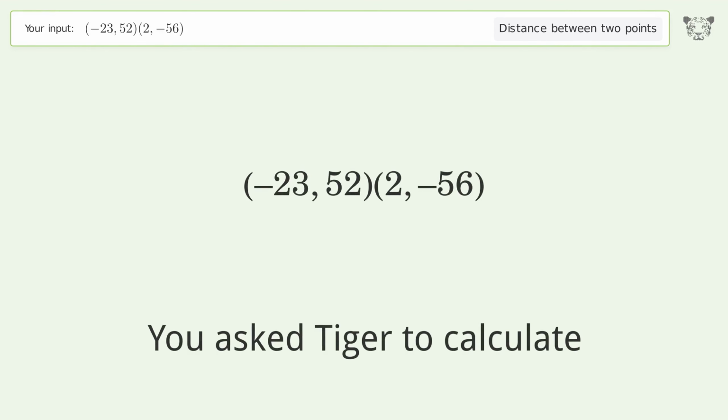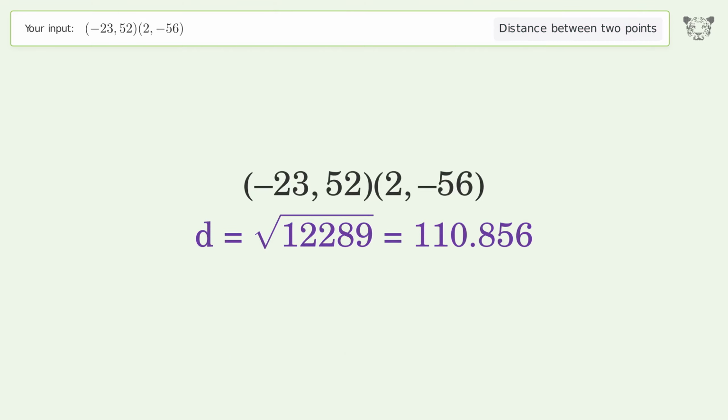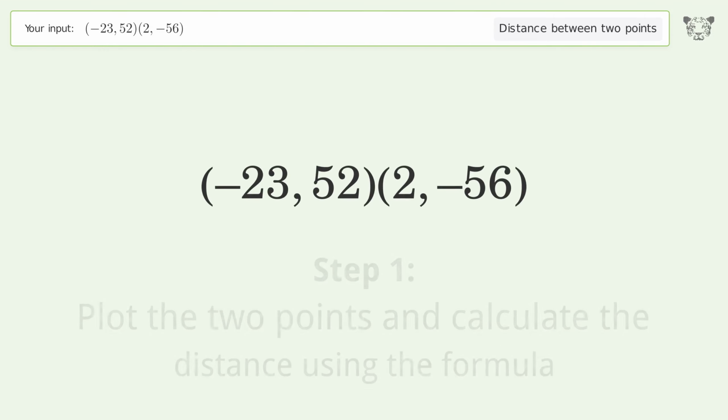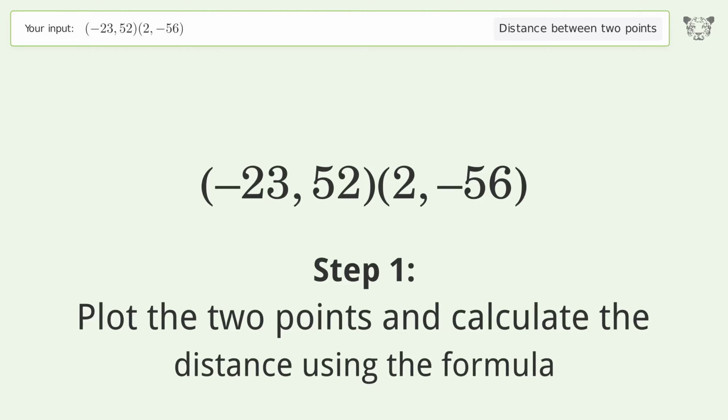You ask Tiger to calculate. This deals with the distance between 2 points. The distance between the 2 points is the square root of 12,289 or 110.856. Let's solve it step by step. Plot the 2 points and calculate the distance using the formula.